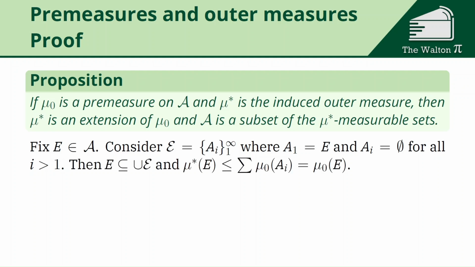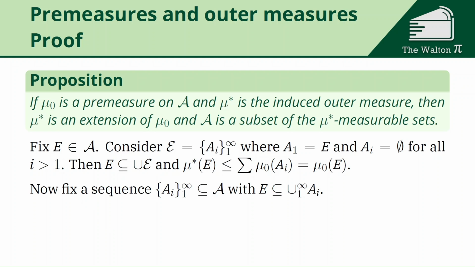Then that means that E is contained in the union of these A_i's, and so mu star of E is less than or equal to the sum of mu naught of the A_i's. Since all of them are empty except for one, we just get mu naught of E. So mu star of E is equal to mu naught of E. Oh, well, it's less than or equal to. We're not going to show it's equal yet.